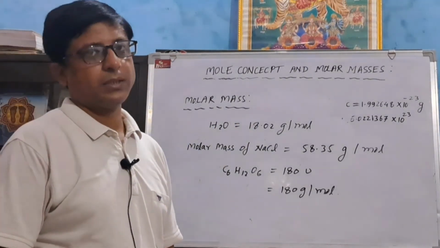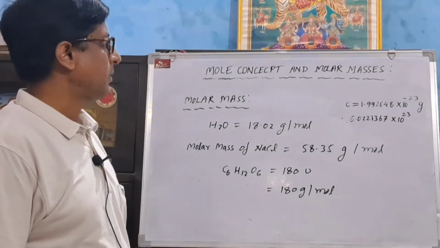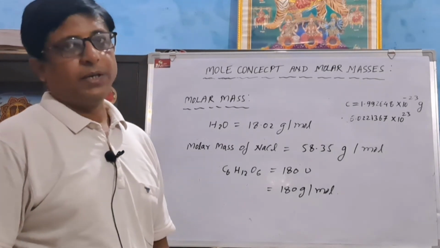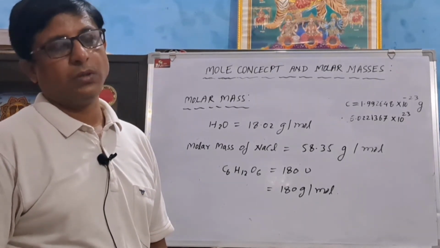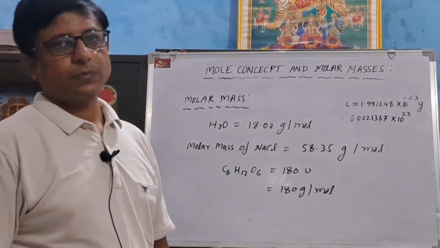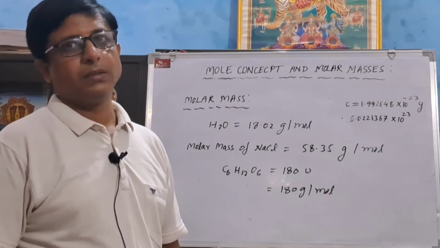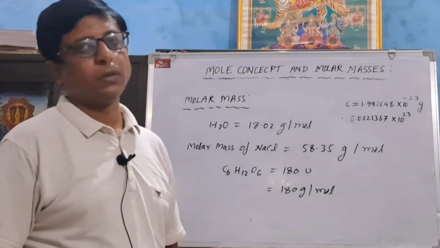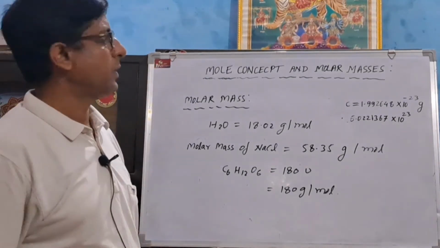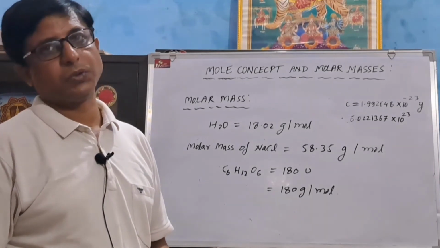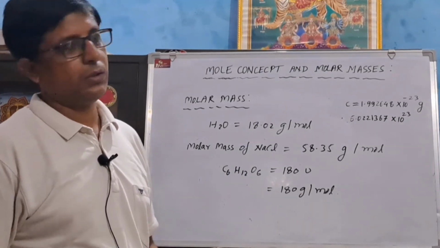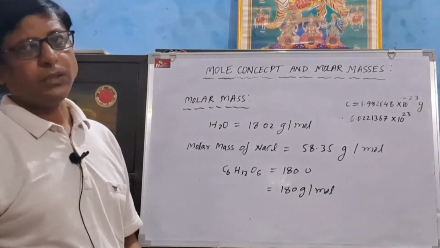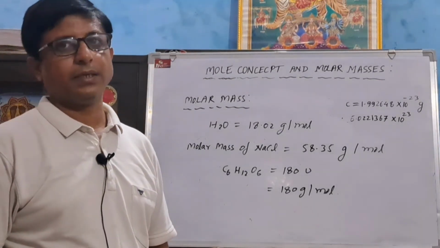So today I have discussed mole concept and molar masses. We have defined what is mole: the number of entities present in any substance equal to the number of carbon atoms present in 12 gram of carbon-12 isotope represents 1 mole. Molar mass is defined as mass of 1 mole of substance in grams.